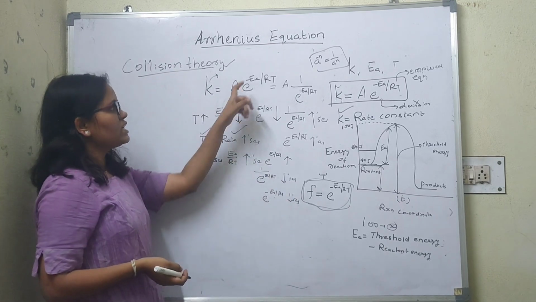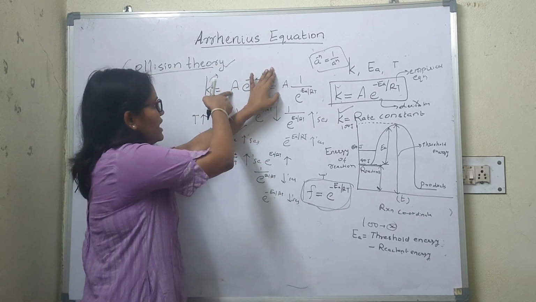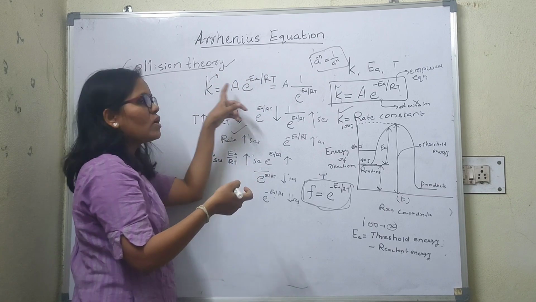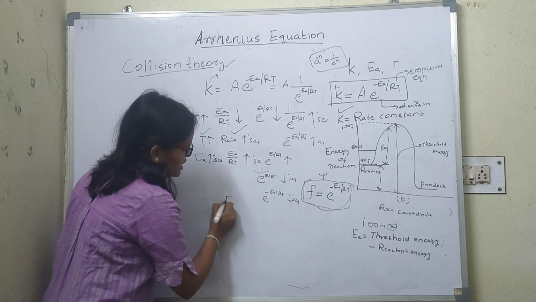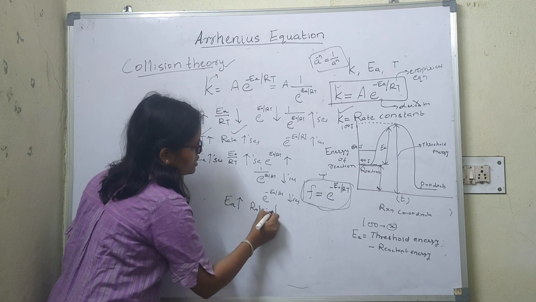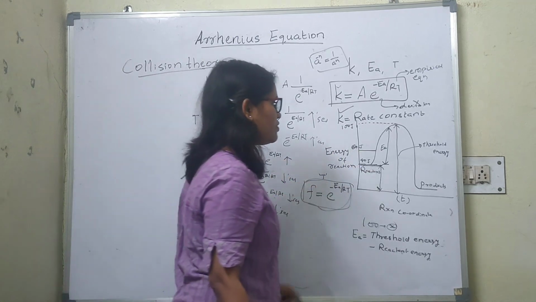So we see that with increase in activation energy, this term is decreasing, and if we consider A as a constant, with decrease in this term, the rate constant will also decrease. That is, with increase in activation energy, the rate of the reaction decreases. Okay. So it can be easily explained from this energy profile diagram.